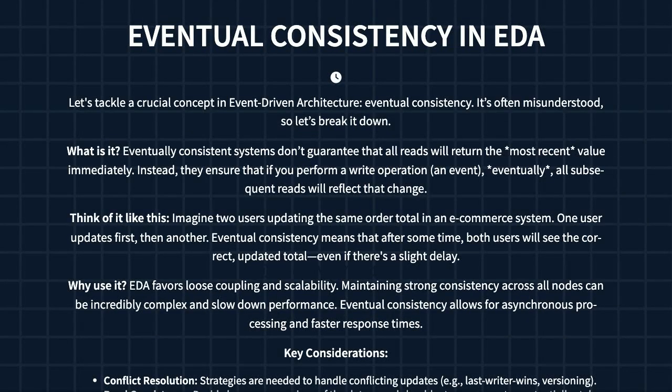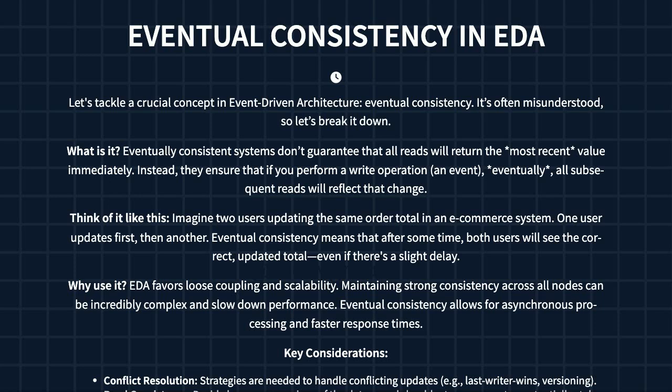Okay, let's talk about eventual consistency in event-driven architecture. It's a really important concept to understand, and it's often where people get tripped up. Basically, eventually consistent systems don't guarantee that you'll always see the absolute newest data immediately when you read it. Instead, they promise that if you make a change in an event, then eventually all subsequent reads will reflect that change. It's like updating an order total in an online store. One user updates first and another shortly after.